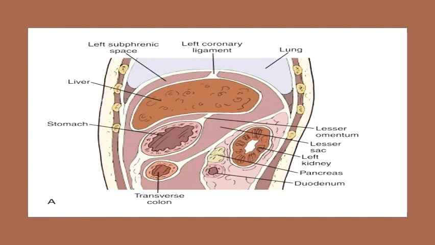Now moving on to the left spaces. Onto the left side we have three spaces once again: left anterior intraperitoneal, left posterior intraperitoneal, and left extraperitoneal. Now starting with the left anterior intraperitoneal. So the space we are looking at here, this is the left anterior intraperitoneal. The boundaries are, anteriorly, the anterior abdominal wall, and posteriorly it is the liver.